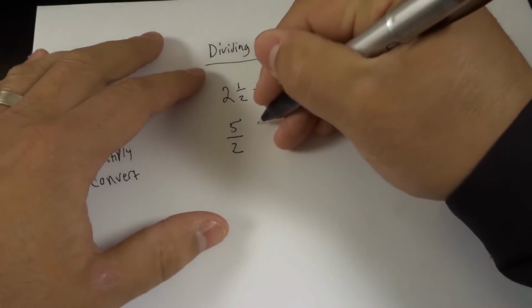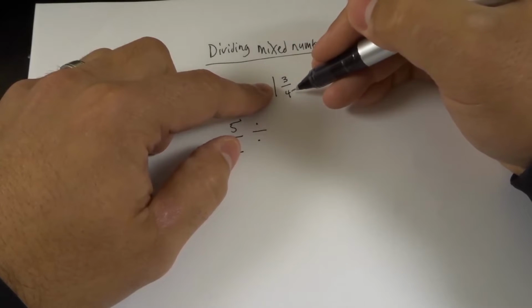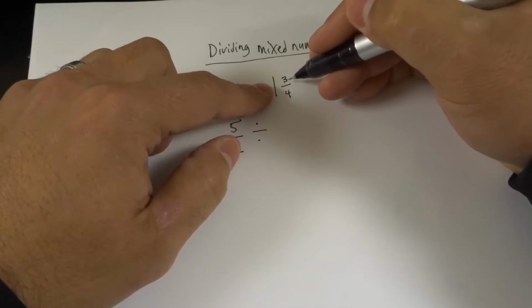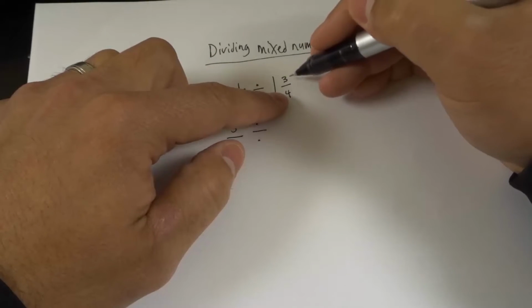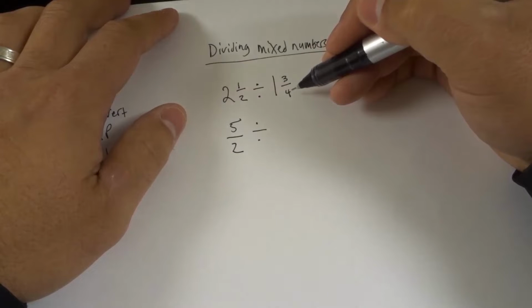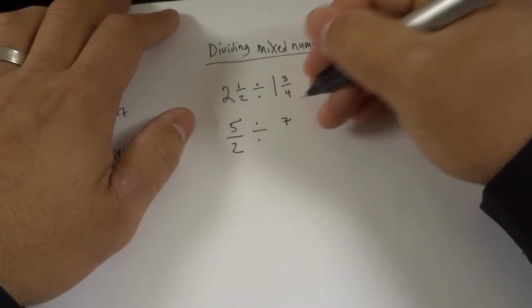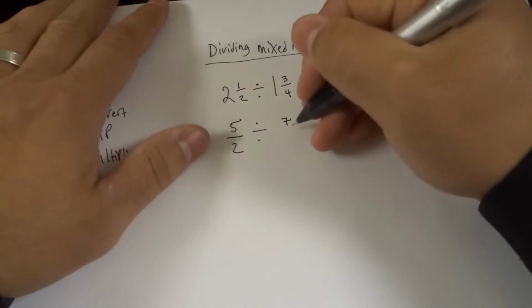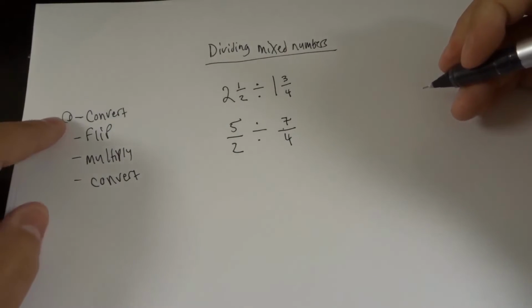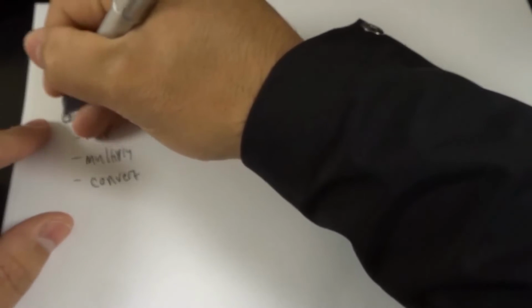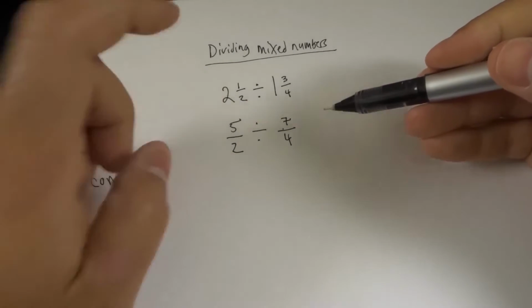5/2. And that's going to be divided by 1 times 4 is 4 plus 3 is 7. So we take the big number, multiply it by the bottom number, add the top number. 1 times 4 is 4, plus 3 is 7. So 7 goes over the original denominator, which is 4, 7/4. So we've done step 1, which is convert the mixed numbers to improper fractions.